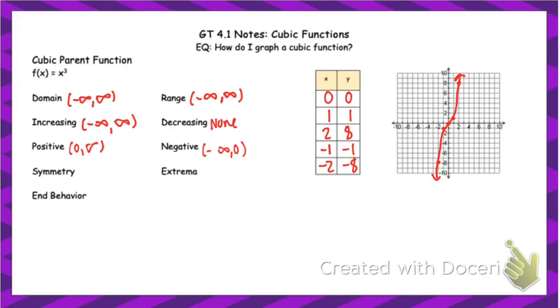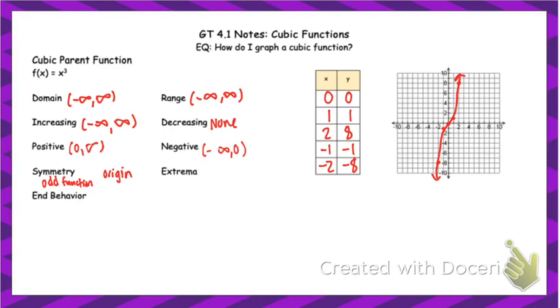Symmetry, so this actually is an odd function. It has origin symmetry. So if you remember what we said origin symmetry looks like, it's basically if I reflect this over the y-axis and then also over the x. So if I take one and I flip it both ways, flip it over the x and then flip it over the y, or flip it over the y and then flip it over the x.